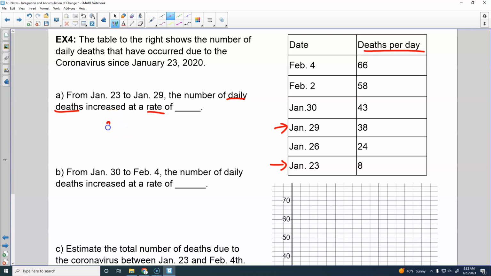So we would do 38 minus 8 over 29 minus 23. And that's going to give us 30 over 6. And so we would have 5. And that would be deaths per day per day.